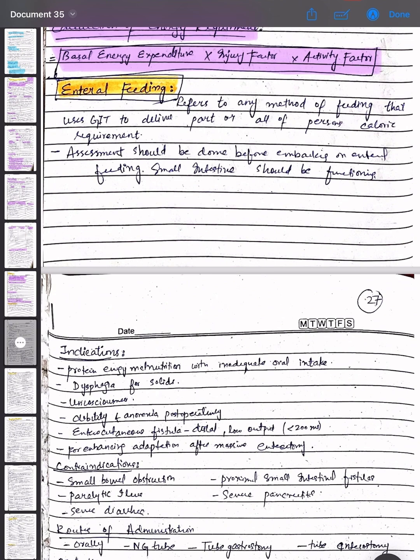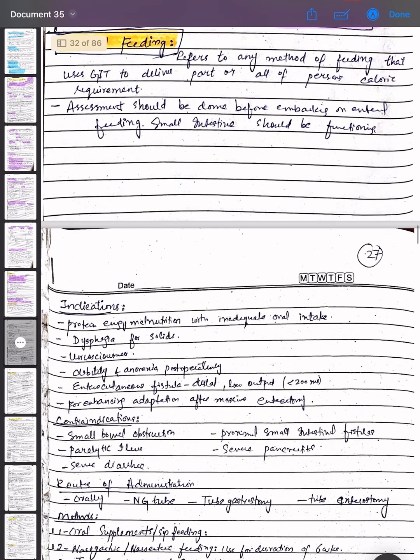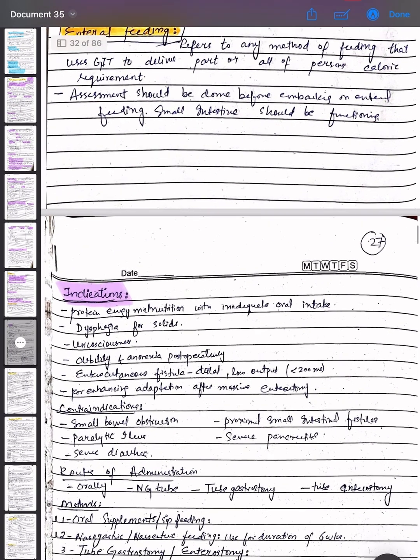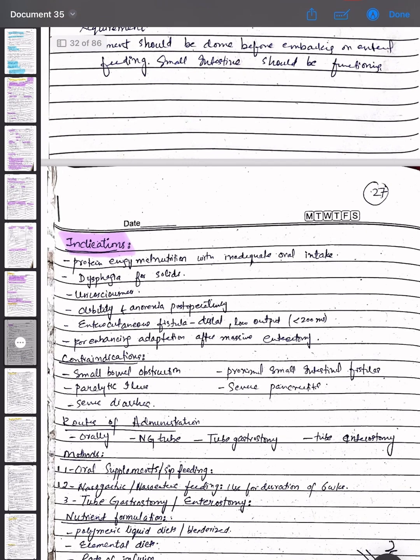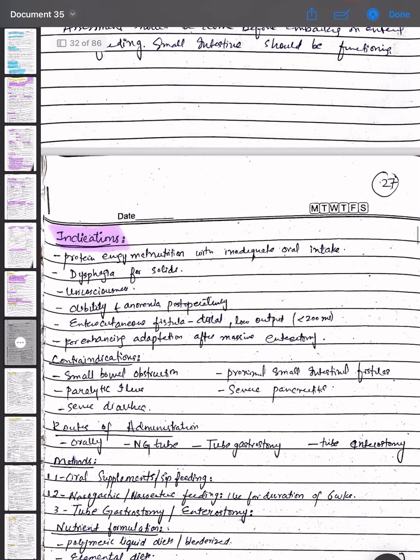Okay, what are the indications for enteral feeding? Protein energy malnutrition with inadequate oral intake, dysphagia for solids, unconsciousness, debility and anorexia, postoperatively, enterocutaneous fistula, distal low output, that is less than 200 ml, and for enhancing adaptation after massive enterectomy.